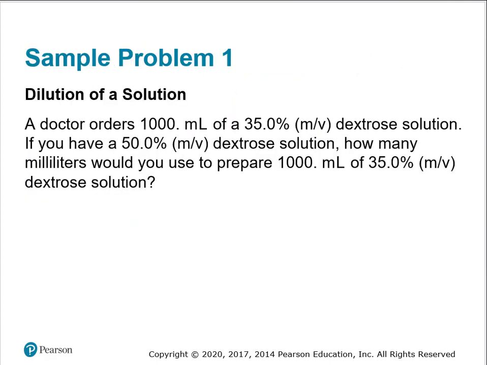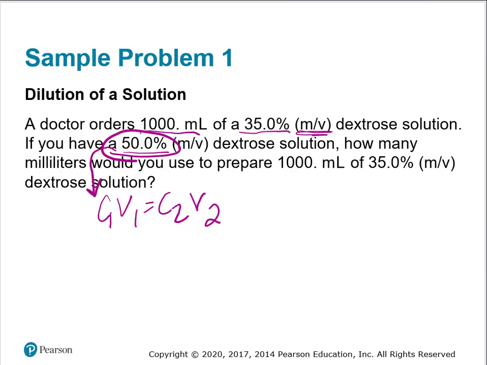Let's look at a sample problem. A doctor orders 1,000 milliliters of a 35% mass volume dextrose solution. If you have a 50% mass volume dextrose solution, how many milliliters would you use to prepare 1,000 milliliters of 35% mass volume dextrose solution? It tells me that I have a 50% dextrose solution. So that is my concentration that I started with, my C1. The doctor wants a 35% solution, so that's the concentration I want. And I want 1,000 milliliters of it. That's my V2. So we want to know how many milliliters would we use. We want to find V1.